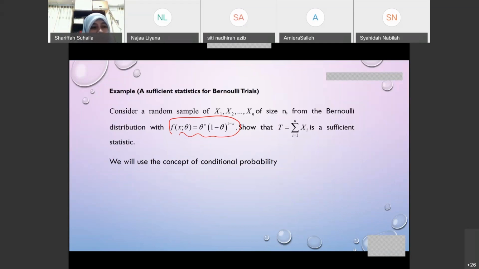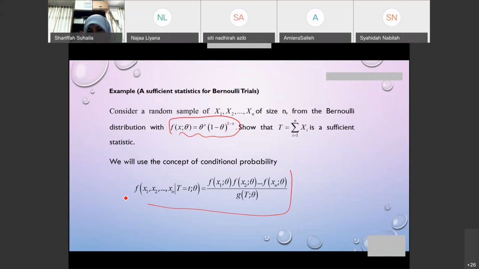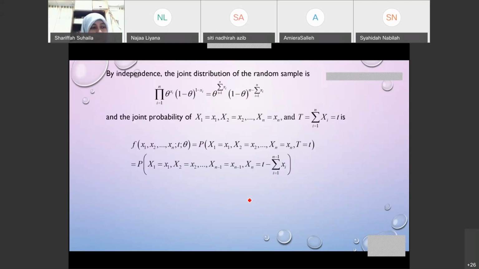Okay, we use the concept of conditional probability. Sebelum kita dengan conditional probability itu, ini dia punya formula dia. Okay, let's write down. We have f(x1, x2, ..., xn given T). And then kalau kita expand, this one, your joint probability function with dia punya PDF of your T distributed, T which is your sufficient statistic, PDF of your T. So we start with the same thing, macam likelihood function.